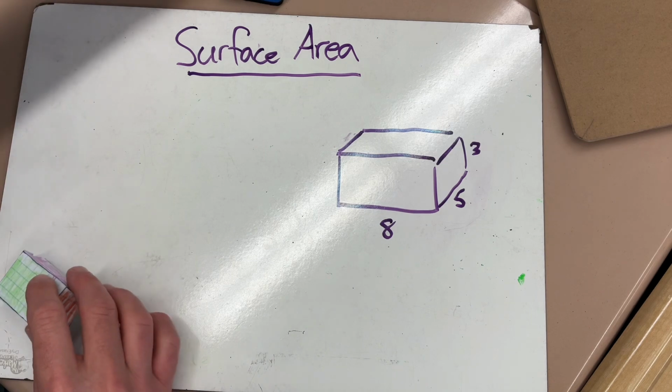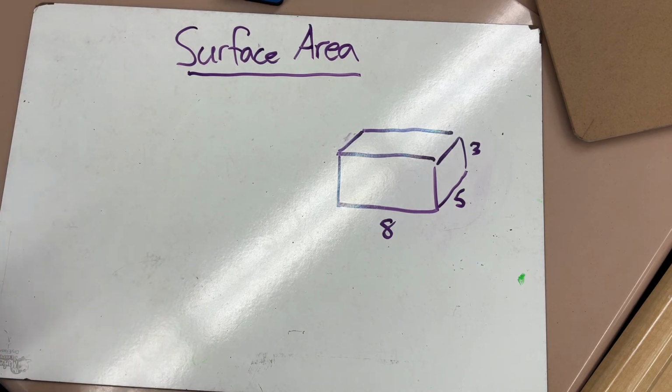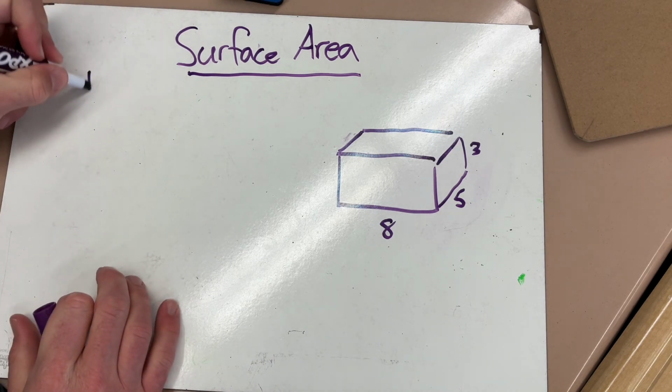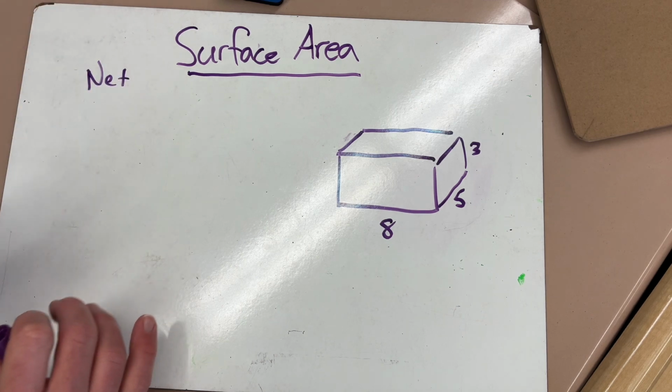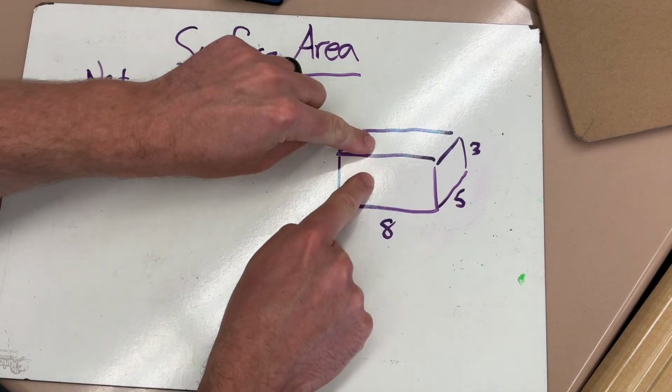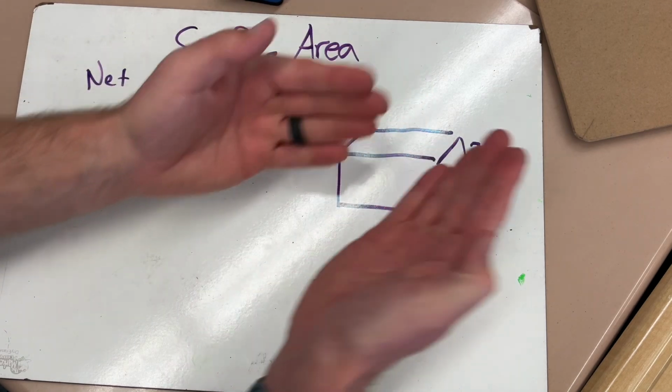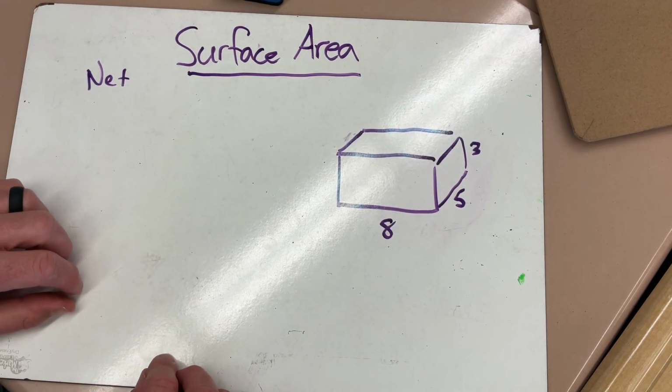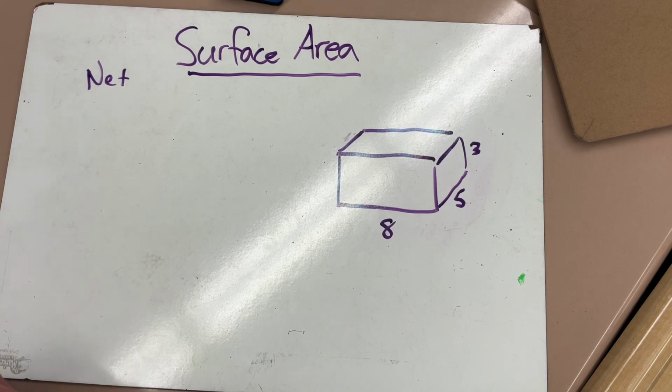Now, one thing I like to suggest to help make it easier is to find the net for the 3D object. What we're going to do is take this object, open it up, and see what it looks like in 2D. A lot of students struggle with visualizing that.